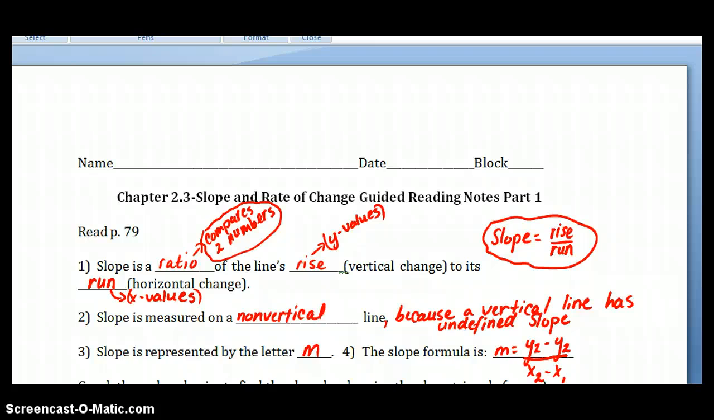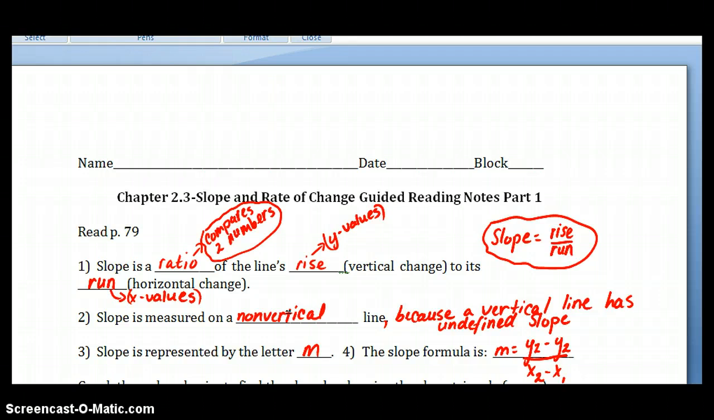This next definition is going to make more sense when we get to the back side of the notes. But the reason for that is that there are 4 kinds of slope. There's positive slope, negative slope, zero slope, and undefined slope. And when you have a vertical line, as opposed to a non-vertical line, you get undefined slope, which is why slope has to be measured on a non-vertical line, meaning it can't be a line that goes straight up and down.